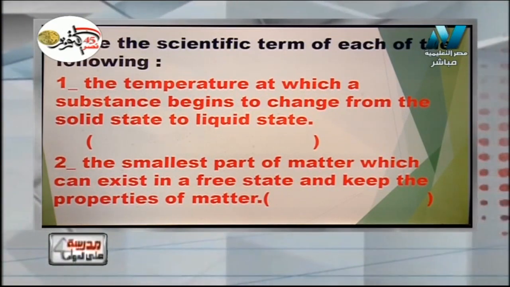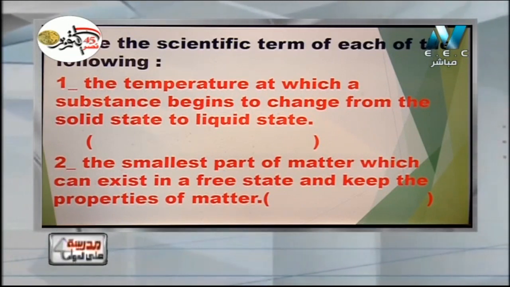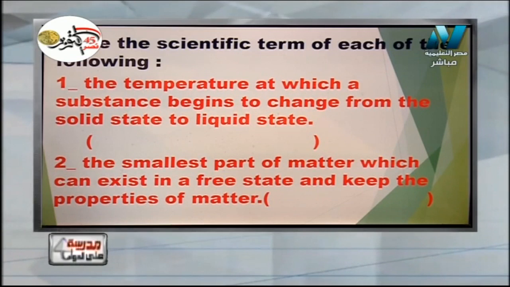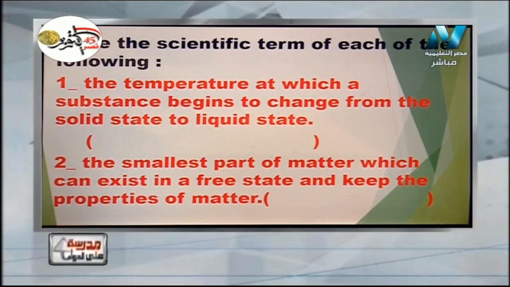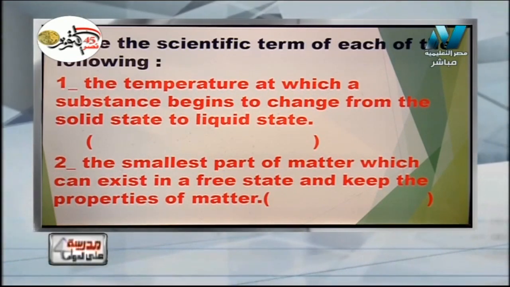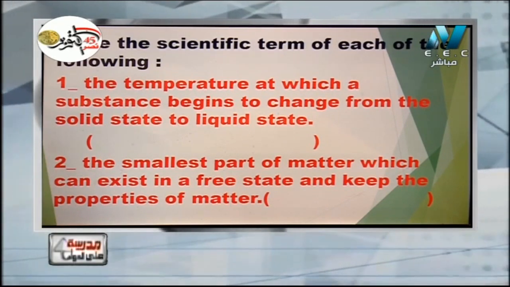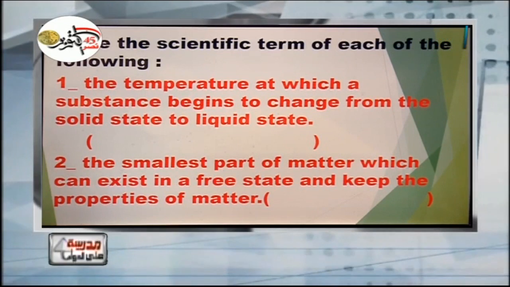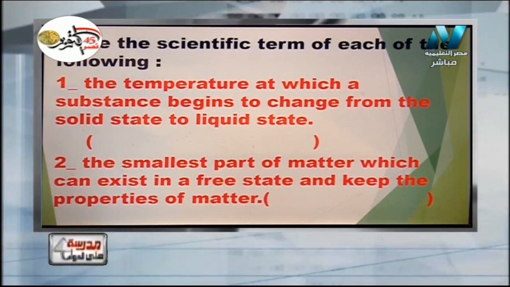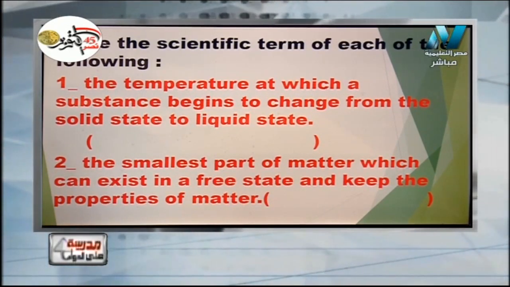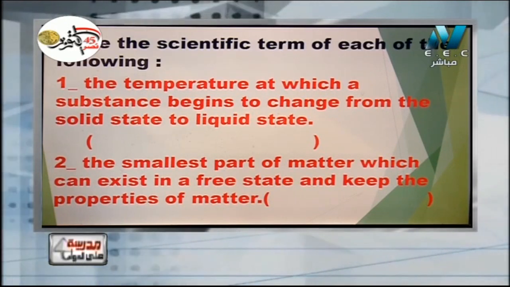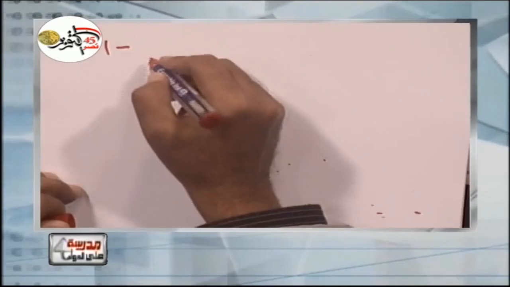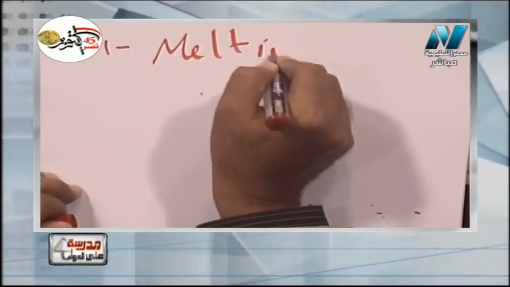Again, the temperature at which the substance begins to change from the solid state to liquid state. What is it? From solid to liquid. So it is melting point. Why? Because melting process is the change of solid state into liquid state. So the first one is melting point.